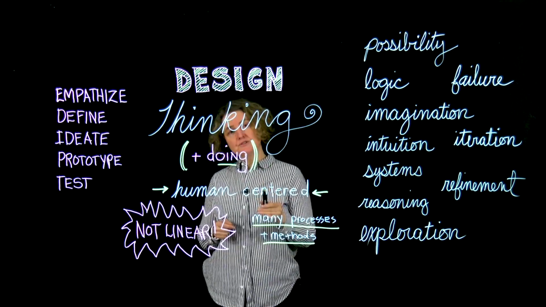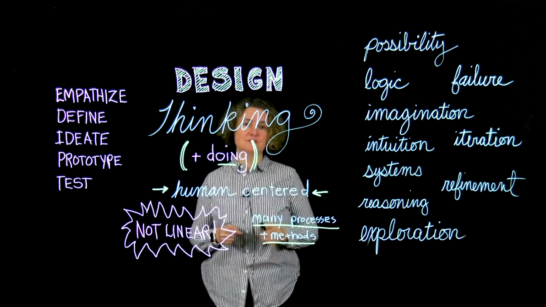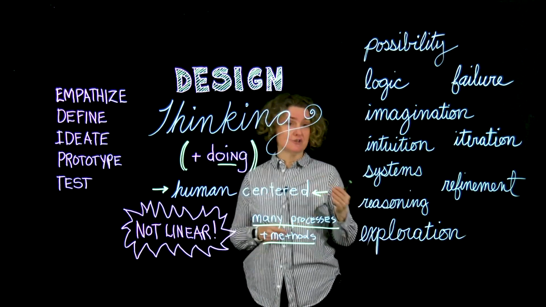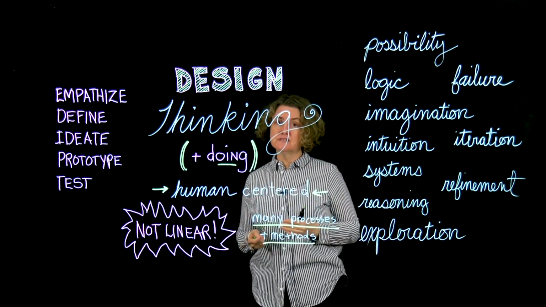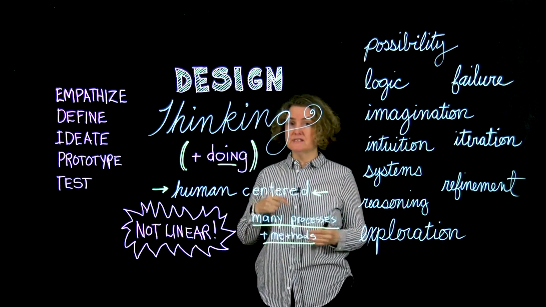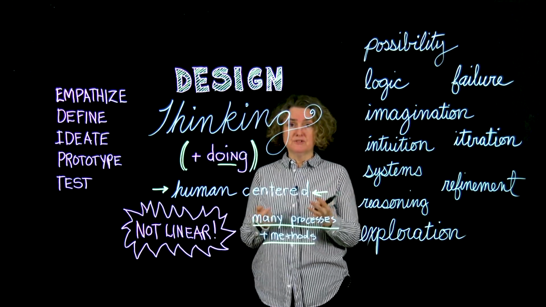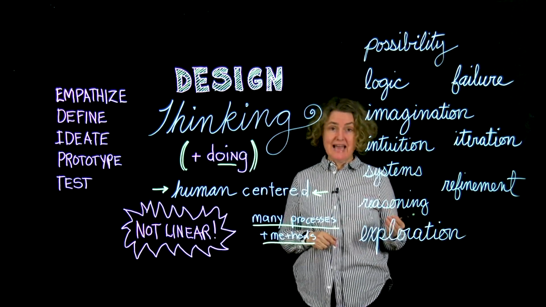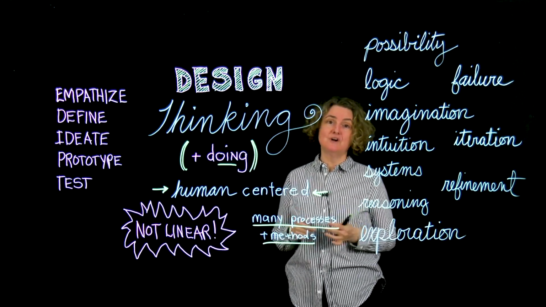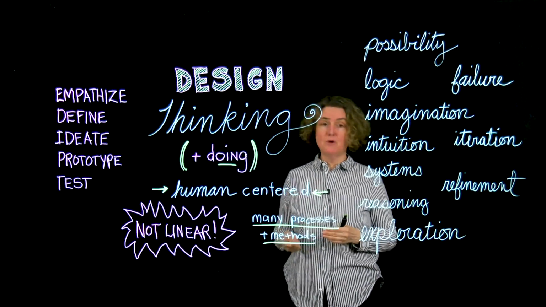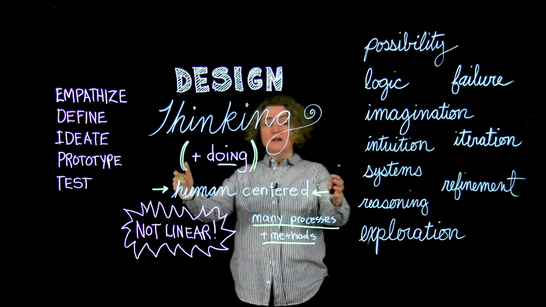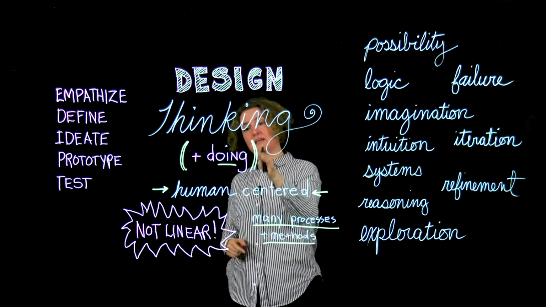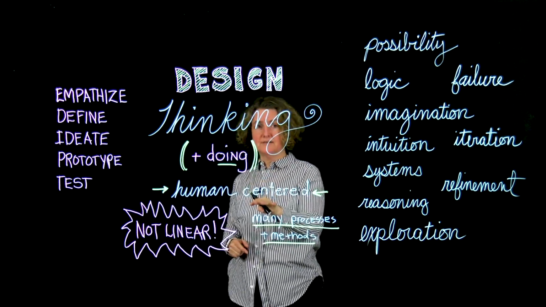The primary concern is that it's human-centered. We are designing for humans. We are designing services, banking services, airport services, any sorts of human services. We are designing products, whether it's the latest gadget that you just have to have, or whether it's a website or a mobile application. We are designing products for humans to use. So design thinking is about human-centered design.